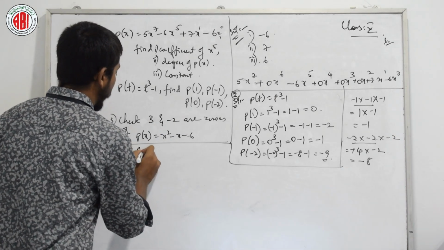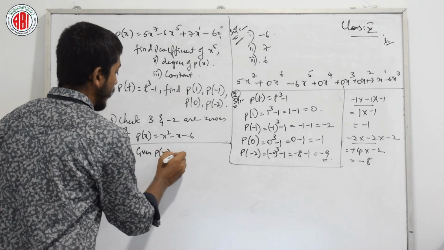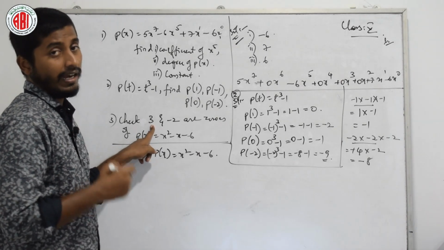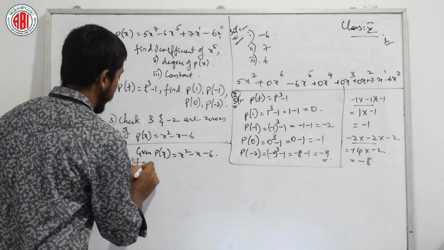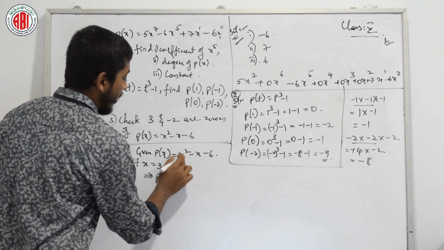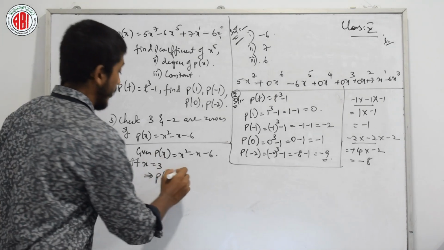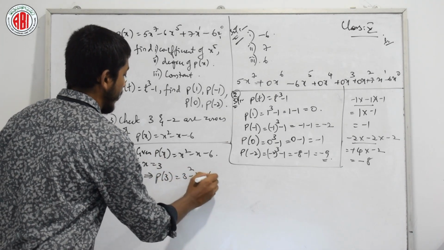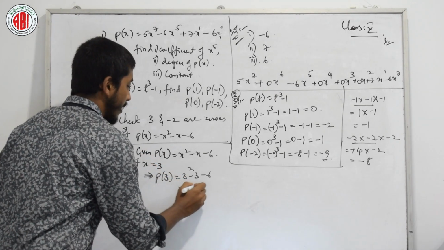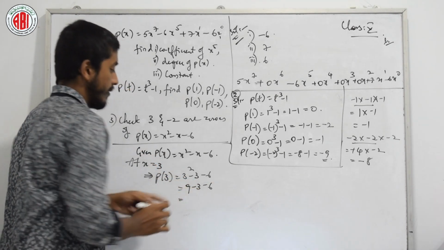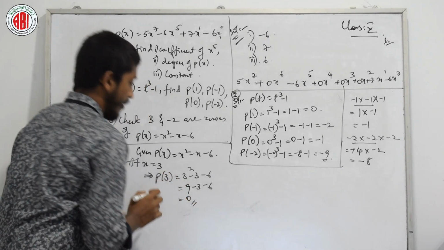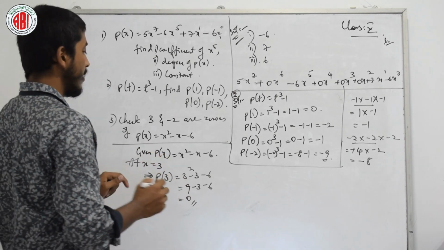That is, given p of x is equal to x square minus x minus 6. He is asking us to check at x is equal to 3. Let us check. At x is equal to 3, p of 3 is equal to, instead of x we have to substitute 3. That is 3 square minus 3 minus 6. What is 3 square? 3 3s are 9. 9 minus 3 minus 6. See here, 9 minus 3, 6. 6 minus 6, 0. Did we get 0? Therefore 3 is a zero.